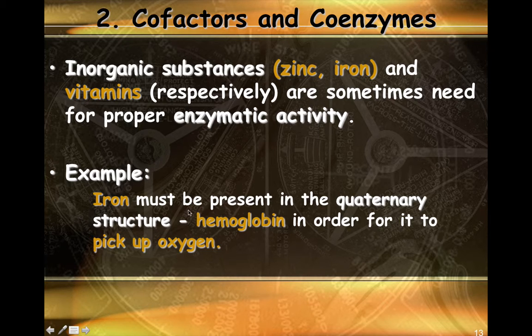An example is iron must be present in hemoglobin in order for the blood cell, which contains hemoglobin, to pick up oxygen. And when you take in vitamins, they help your enzymes function. When your enzymes function really well, you feel good. You feel healthy. You're able to function overall very well. So that's what vitamins do, they help enzymes in your body function.